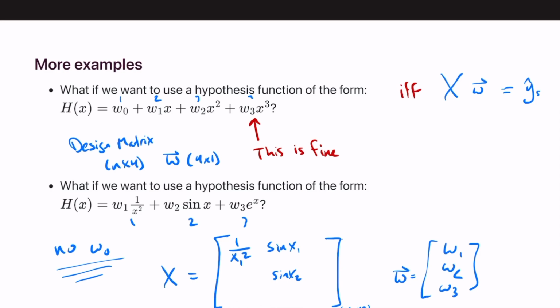I can write this a little bit nicer. So 1 over x2 squared, 1 over xn squared, sine of xn, and this would be e to the x1, e to the x2, and e to the xn. So again, as long as we are following the pattern, this is fine. We can craft a design matrix and a weight vector, and off to the races with our hypothesis function. Because remember, these two things in concert give us our hypothesis function.